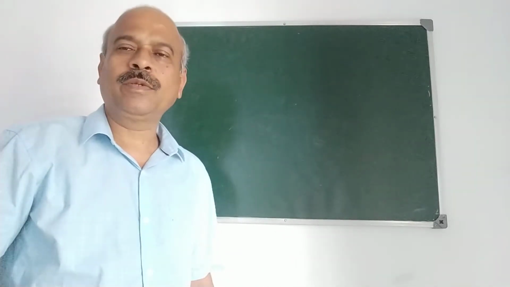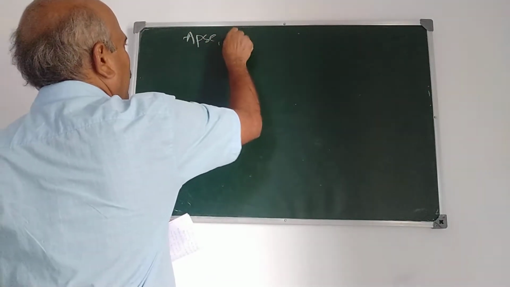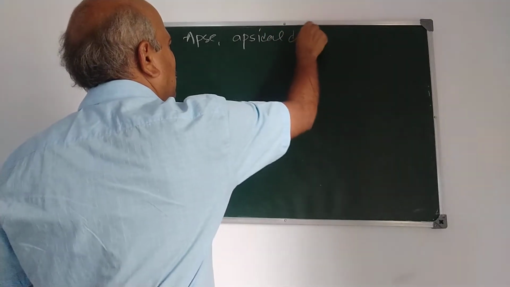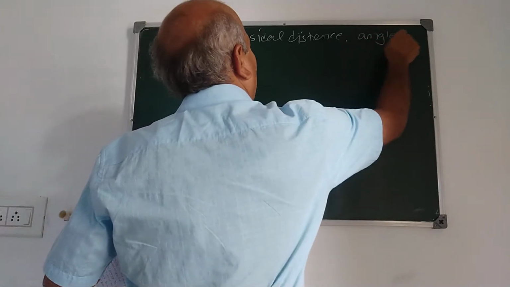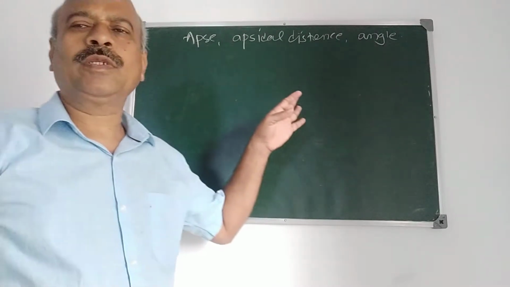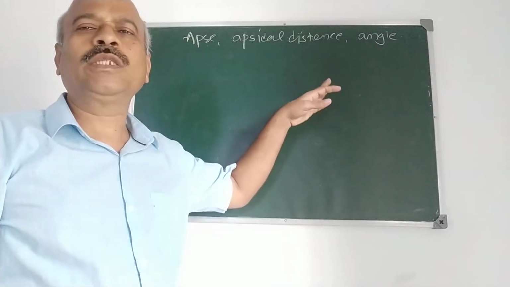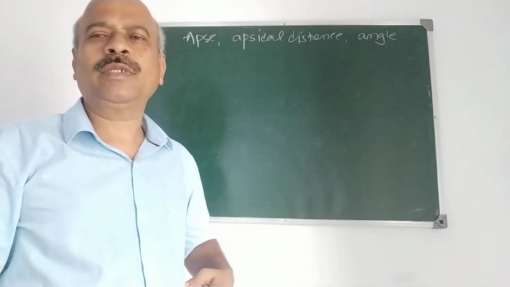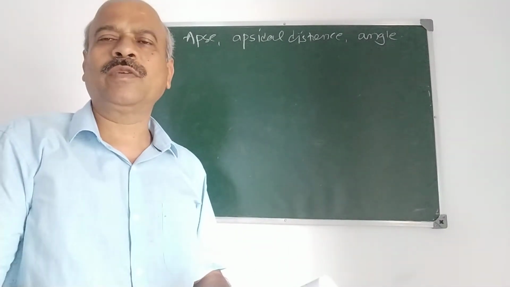So in this video I explain what is an apse, and what is apsidal distance, and apsidal angle, and also I prove that at an apse the velocity is perpendicular to the radius vector. At the apse, velocity is perpendicular to the radius vector.